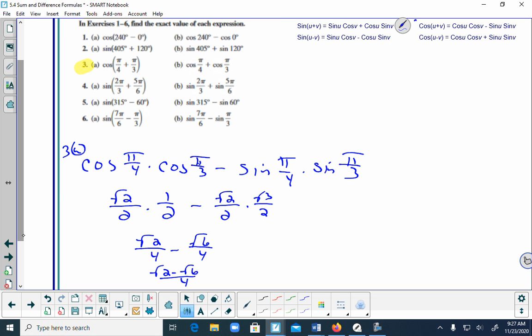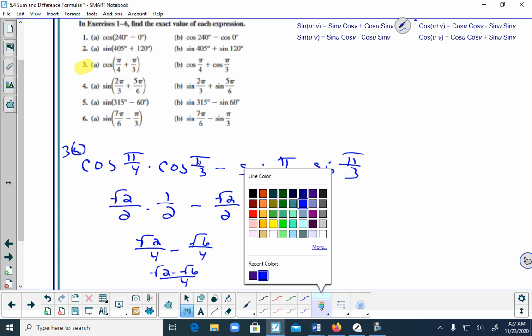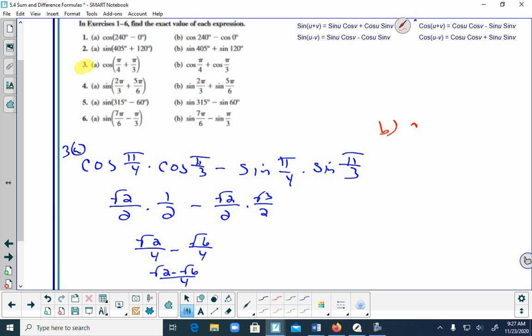Then to do 3b, they want the cosine of pi over 4 plus the cosine of pi over 3. So the cosine of pi over 4 is the square root of 2 over 2. The cosine of pi over 3 is 1/2. They have the same denominator, so that's going to be the square root of 2 plus 1 all over 2. They are not the same because it matters whether I take the addition first, then do the cosine, or take the cosine first and then do the addition. Order of operations matters, is I guess what I'm trying to say.